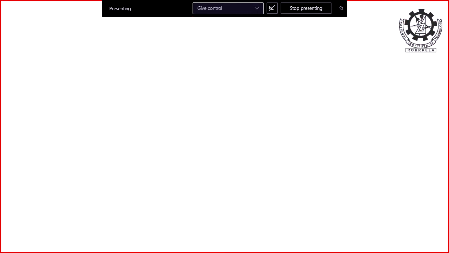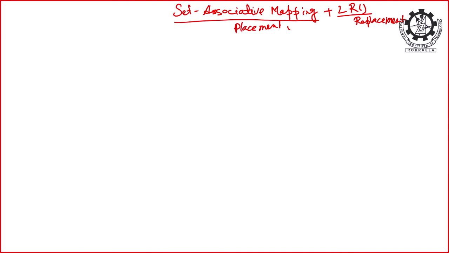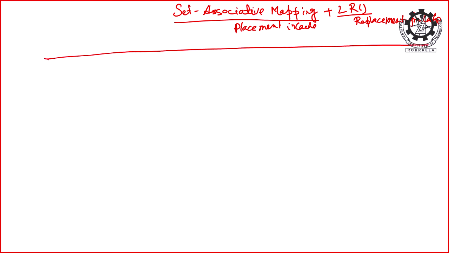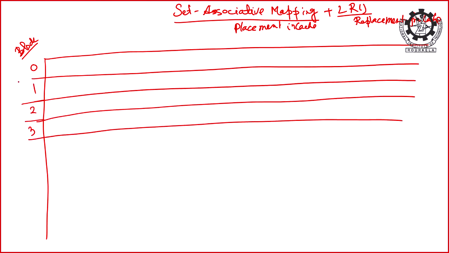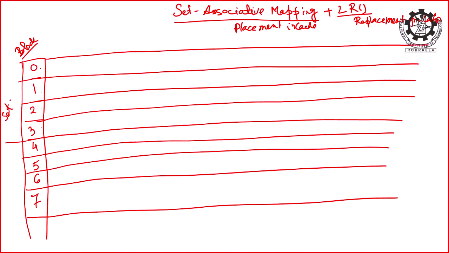Okay. So, here we are talking about set associative mapping along with LRU page replacement. This is replacement and this is placement in cache. Okay. So, we do the same thing here, with block or cache line, block number. We are using set associative mapping. So, 0, 1, 2, 3 will form a set, let us say set 0, and then 4, 5, 6, 7 will be set 1.